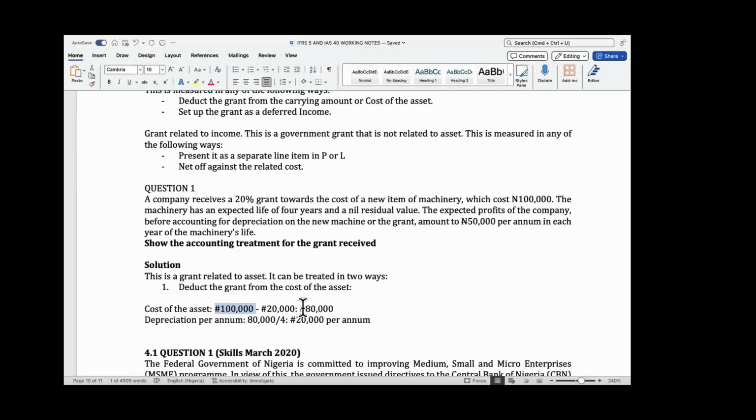Sir, yes. We will credit grant account and will debit asset account to the tune of 20,000, sir. Oh, no. So no, you credit PPE and debit the grants.